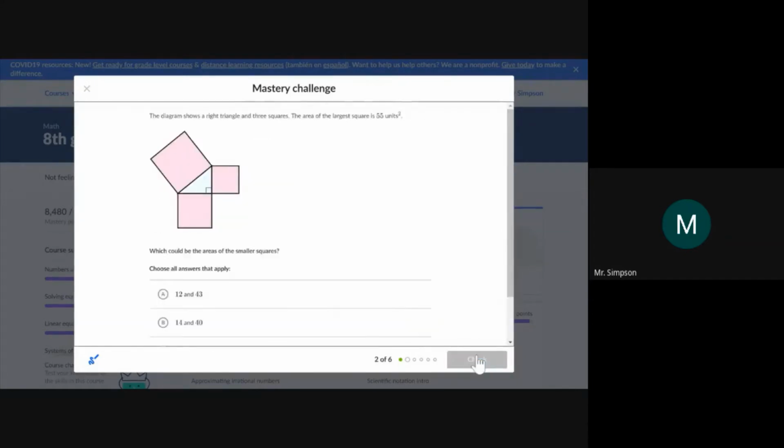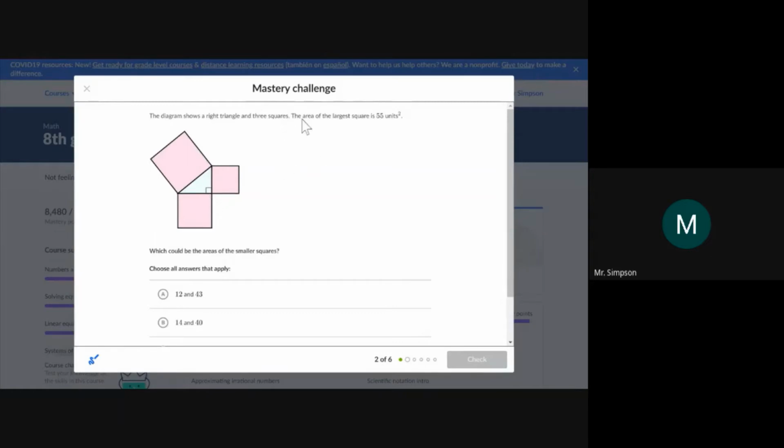All right, question 2 says this. The diagram, so this diagram here, shows a right triangle and 3 squares. So you have 3 squares connecting at certain points to form a right triangle. Of course, it's called a right triangle because one angle is a right angle. A right angle here, of course, we know is 90 degrees.